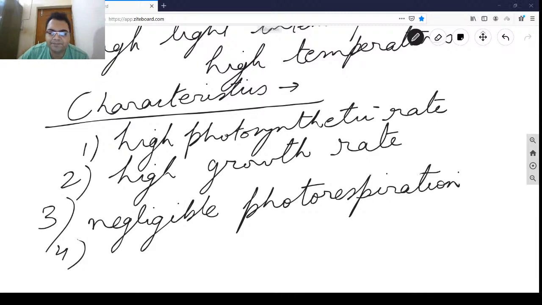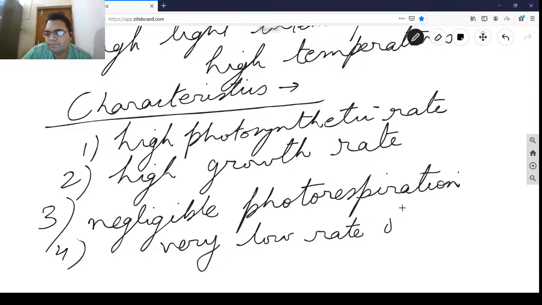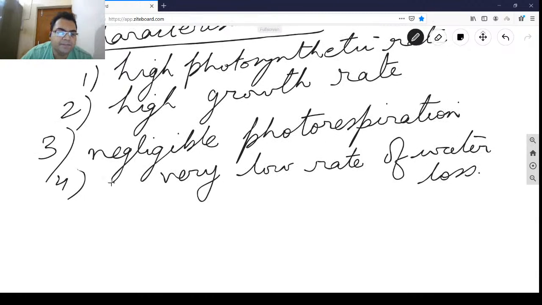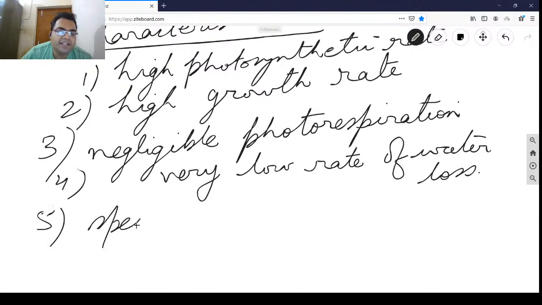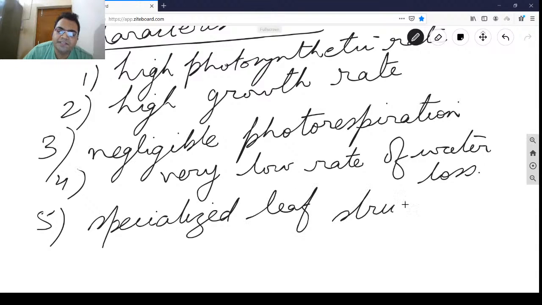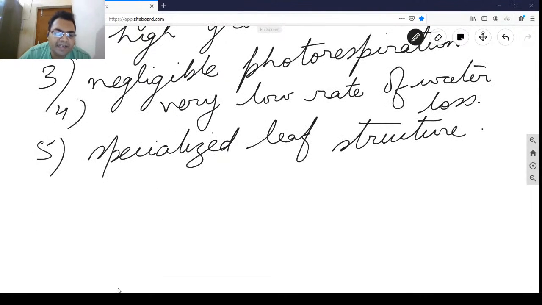Then what we have is a very low rate of water loss and a specialized leaf structure. Okay, so these are the characteristics of the C4 plants.